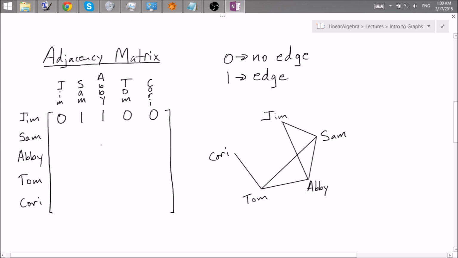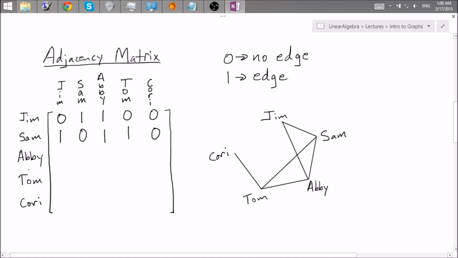Now we jump to the next row, the row for Sam. We already saw that Sam and Jim are friends. There's a 1 there, so we put a 1 there. Sam is not friends with himself. There's no loop going from Sam to Sam, so we put a 0 on the diagonal. And Sam and Abby share an edge, so we put a 1 there. Sam and Tom have an edge between them, so we put a 1 there. And Sam and Corey don't have an edge between them, so we put a 0 in that position.